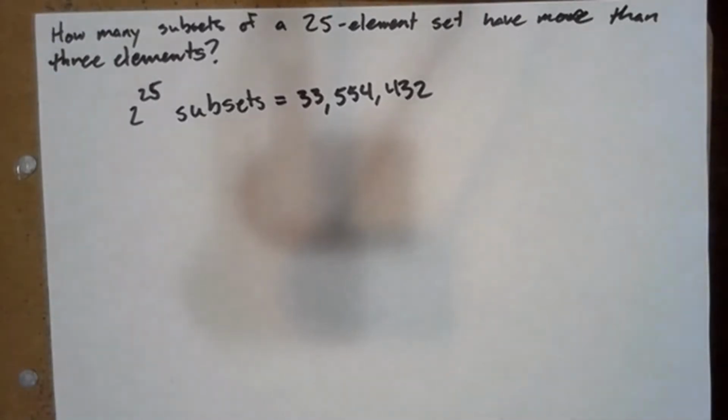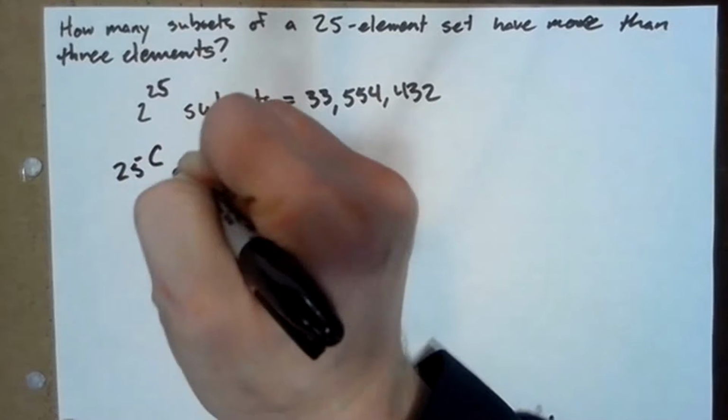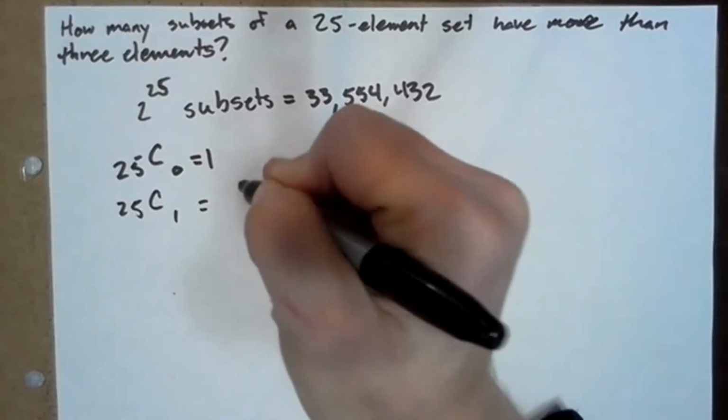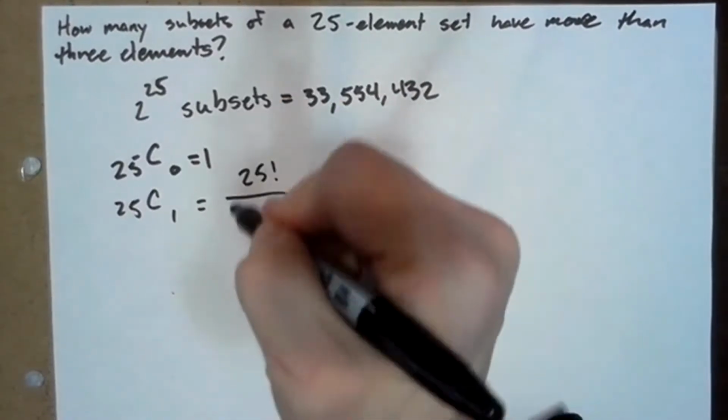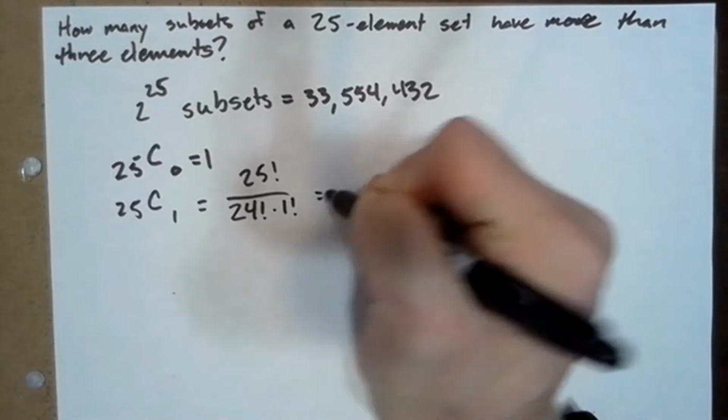Now we need to figure out how many of these subsets have 3 or fewer elements. Okay, well, we can take one subset with 0 elements. 25 choose 0 is 1. That's the empty set. 25 choose 1 is going to be 25 factorial over 24 factorial times 1 factorial, which gives us 24.